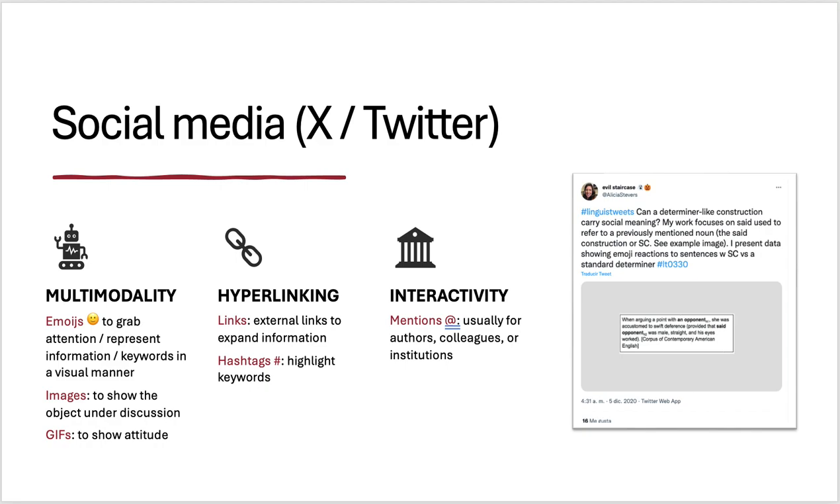Emojis are also used to grab attention, represent information or keywords in a visual manner, while GIFs work to highlight or mark attitudes. So, visuals always work rhetorically in multimodal texts, at times presenting visual arguments with an appeal to emotion. Another mode specific to social media are hyperlinking through external links to expand information and hashtags to highlight keywords. And finally, interactivity is realized through mentions to co-authors, colleagues, institutions.